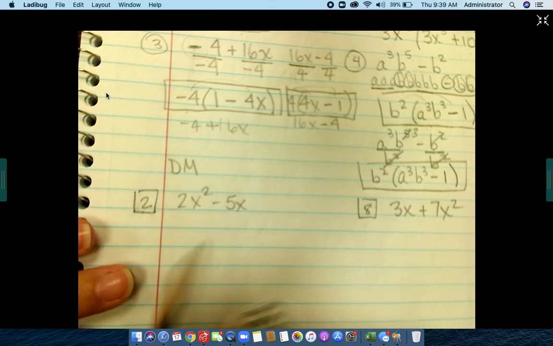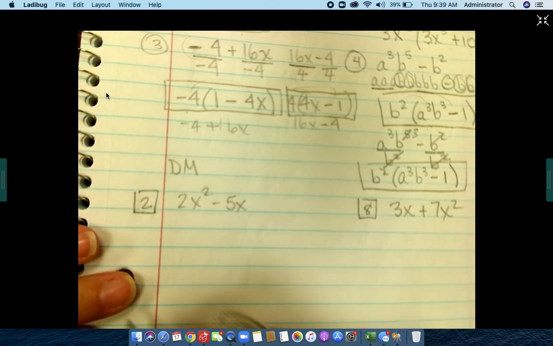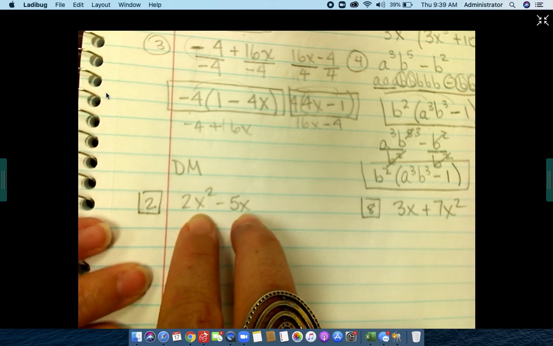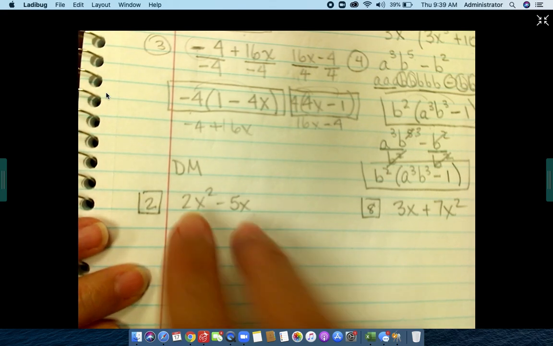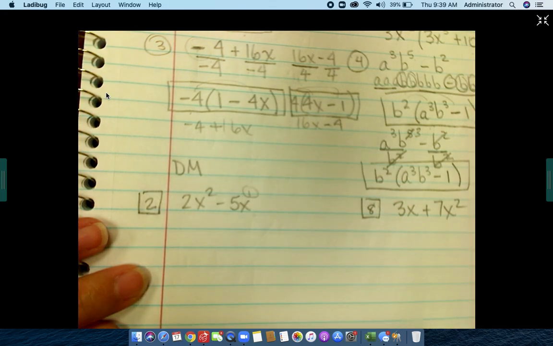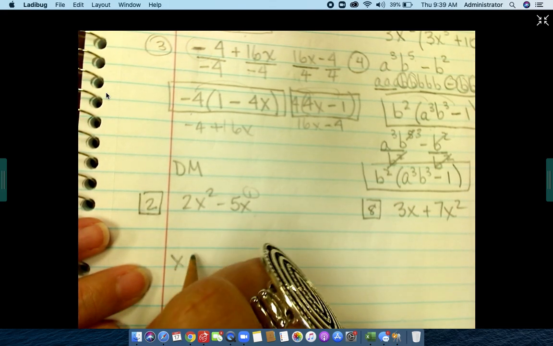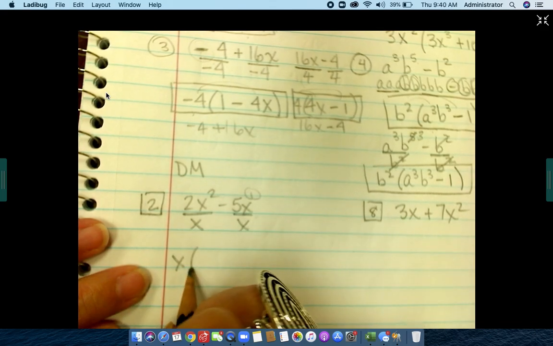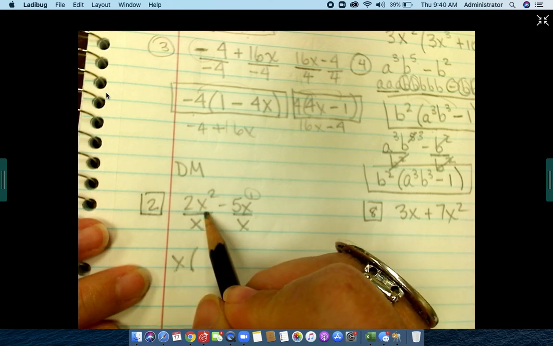When I look at number 2, they have what in common? 2 and 5 are prime numbers. They both have the variable x. How many do they have in common? They have one of them because we always choose the lower exponent. So if I have one x in common, then I'm going to put the GCF on the outside and then parentheses and what I get when I simplify this.